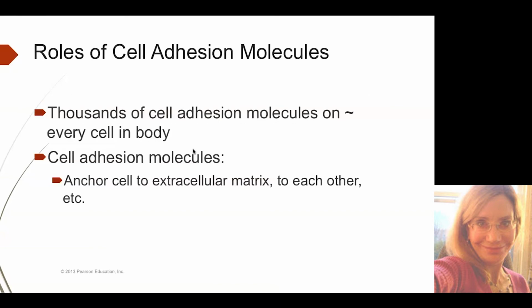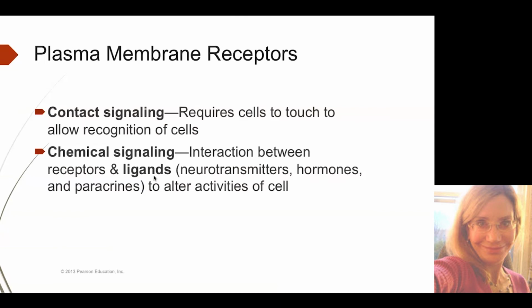Okay, there's a few other kinds of cell proteins, cell adhesion molecules. There's thousands of cell adhesion molecules on every cell in the body. What do these do? Cell adhesion molecules will anchor that cell to extracellular matrix and to each other. It's really important that our cells stick together and tissues and organs stay in the right place. And that is partially due to these cell adhesion molecules.